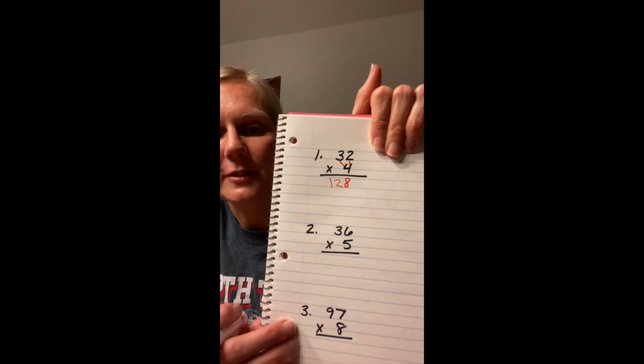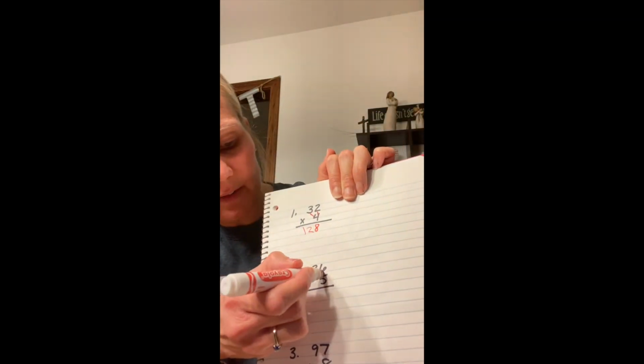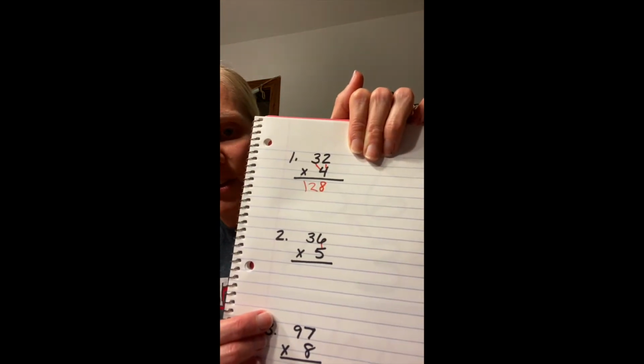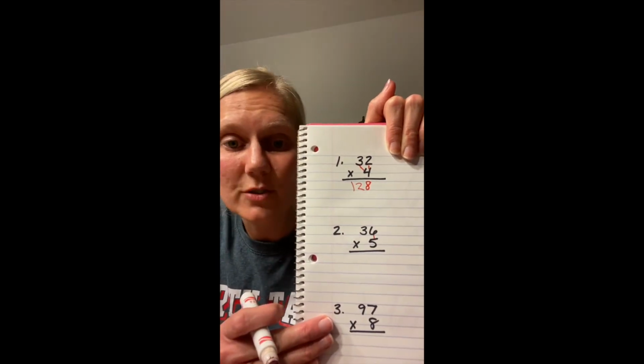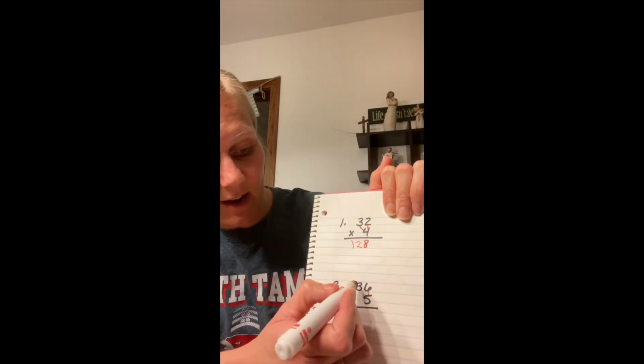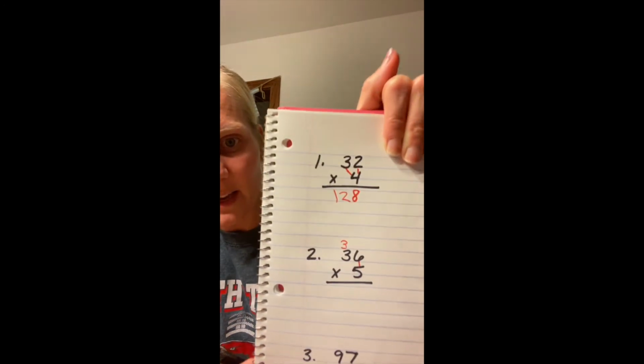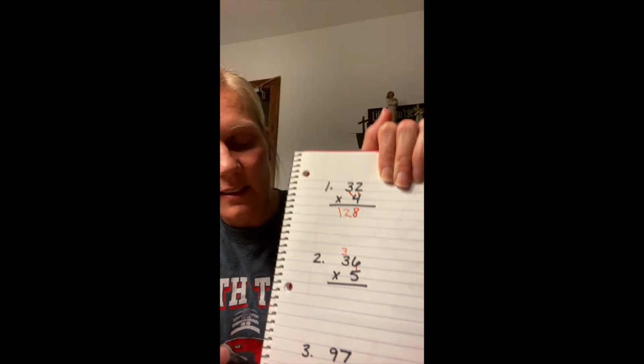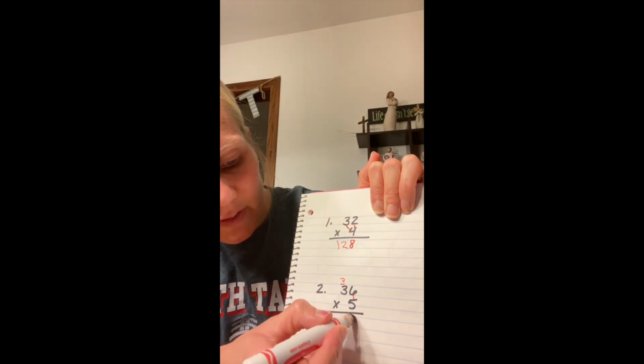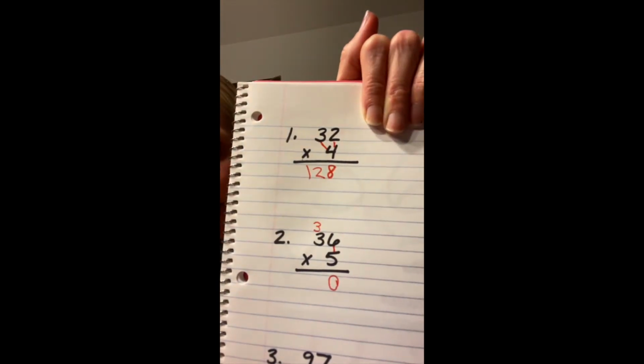36 times 5. All right, I'm gonna go straight up and down. 6 times 5 is 30. Since it's 30, it's 2 digits, and I have to carry the 3. So I carry the 3 up to the top like that. And since it was 30, I need to put the 0 straight down below like that.